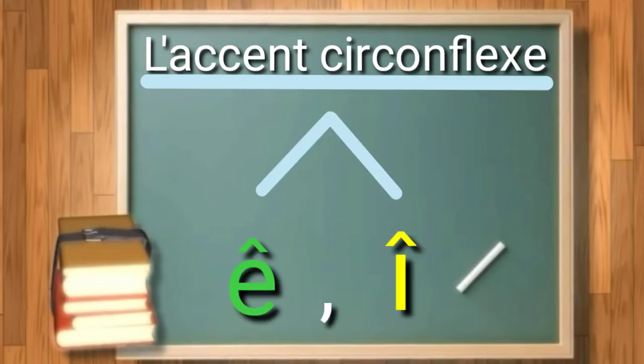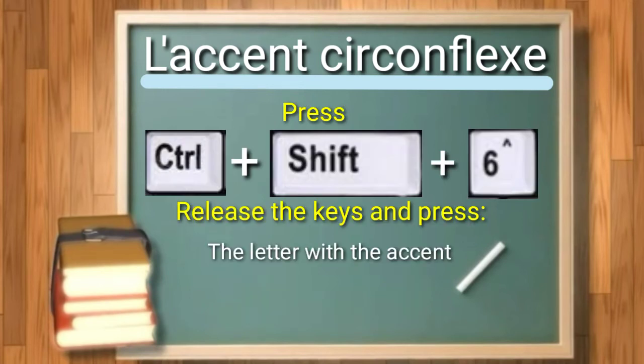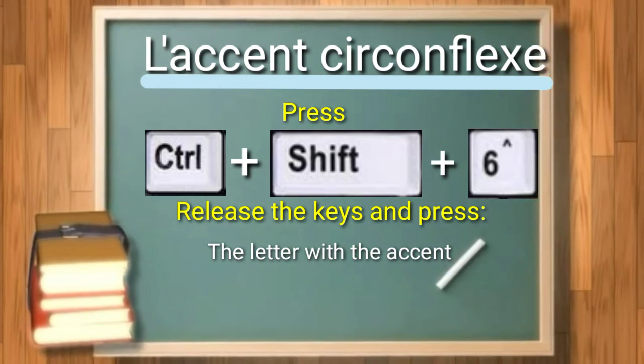To type the circumflex, we will hold the keys Ctrl and Shift, and then press number 6 on your keyboard. Ctrl, Shift and number 6. That's where the circumflex is. Then you will release all at the same time, and then press the letter where you want the circumflex to go. For example, if you want to type O with the circumflex, you press Ctrl Shift and number 6, release all 3 buttons, and then type the letter O. So you'll have the accent on top of that letter.